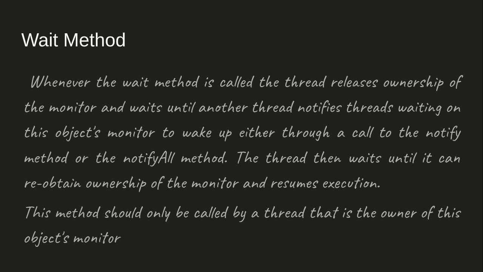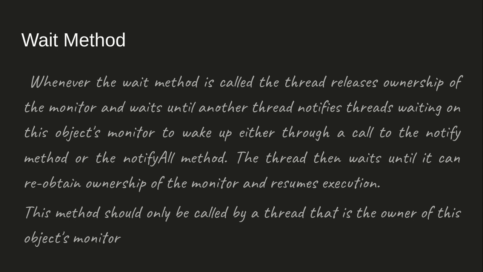Now let's study the wait method. What is the wait method and what is its use case? Whenever the wait method is called, the thread which is currently executing the synchronized block releases the ownership of the monitor. That is, whatever the lock object on which the lock was taken, the thread releases the ownership of that lock object, so another thread can take the lock on that same object.